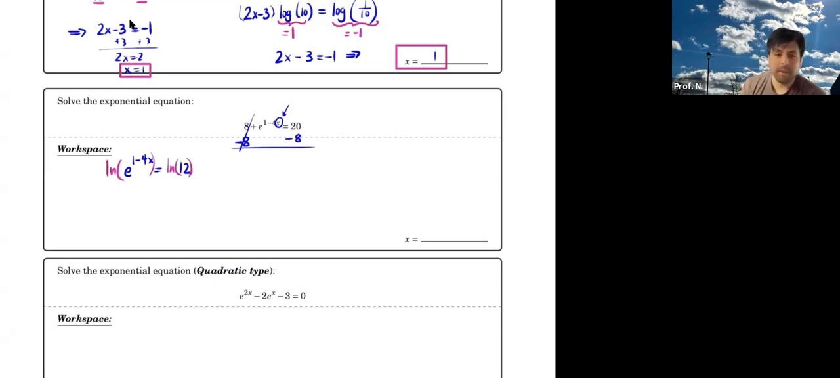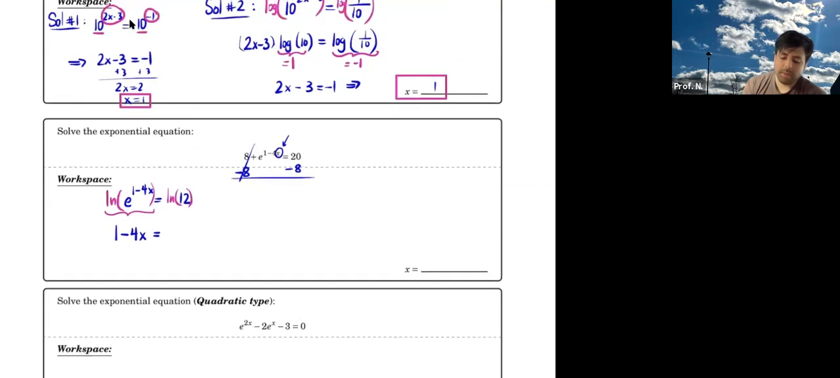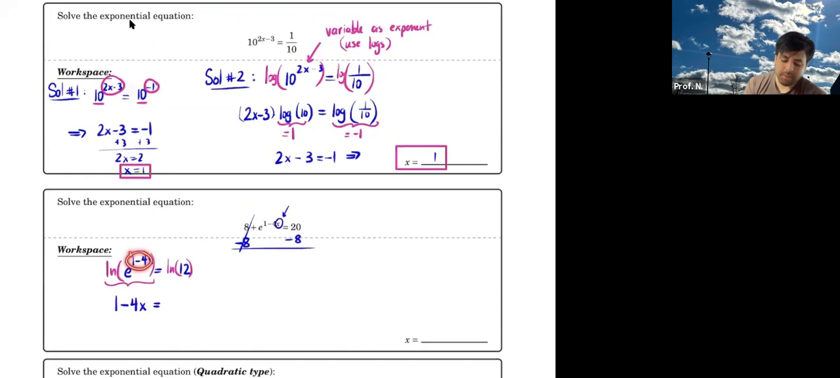And again, one of the properties of the logs is what? If I have the same base of the logarithm and the inside, in this case is e, and this is also base e, then what does this become? This whole thing becomes just 1 minus 4x. You could also do the same thing we did in the previous example, where we put this thing in front by the power rule, and then log base e of e, or ln of e, is just 1. So we get 1 minus 4x.